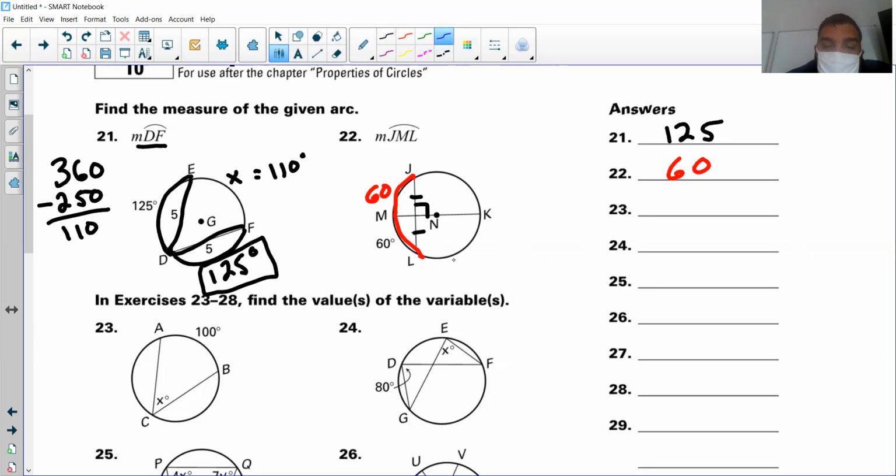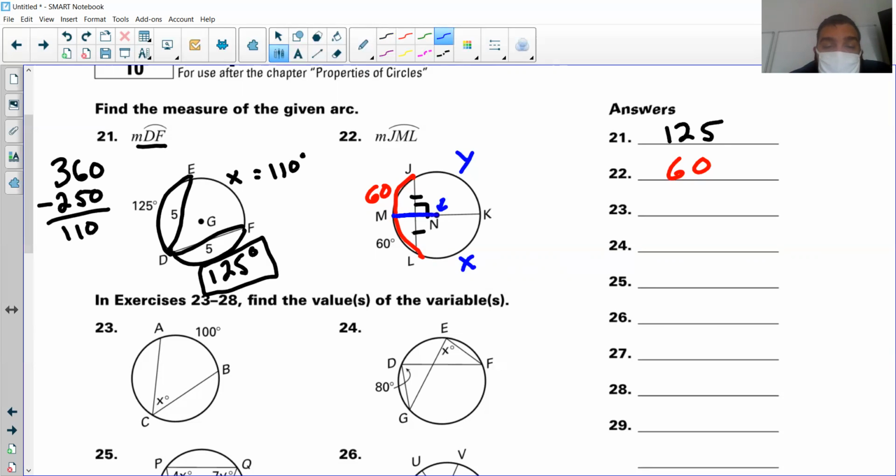But let's say I ask you, what is LK or JK? Well, MK is a diameter, and you could tell that for two reasons. There's a dot right here, so that means that's the center. Also, it's a line that hits both edges, so you know it's a diameter. Since it's a diameter, you've got to remember, what does that do to the circle? That's right, cut it in half.